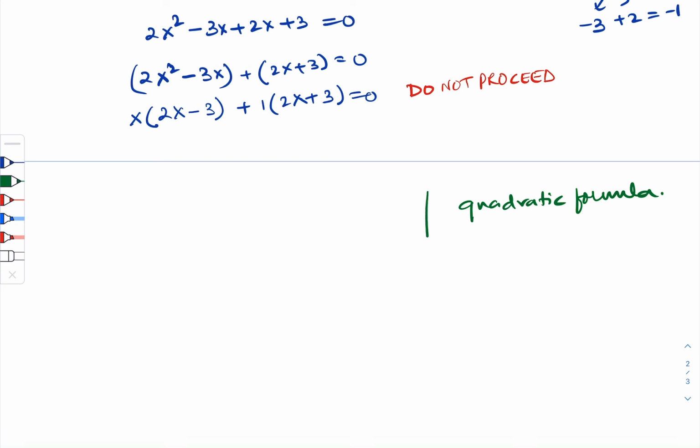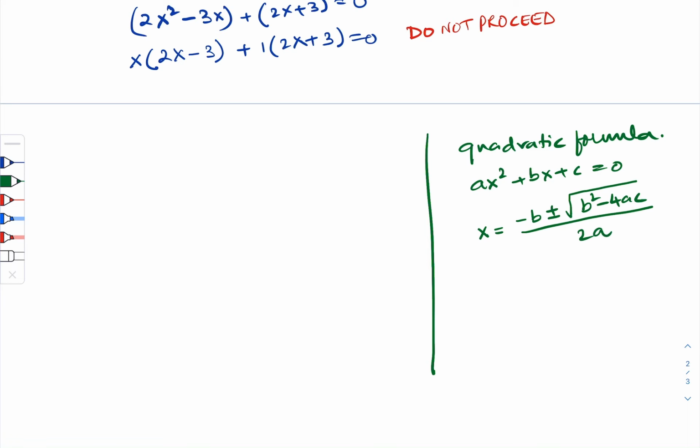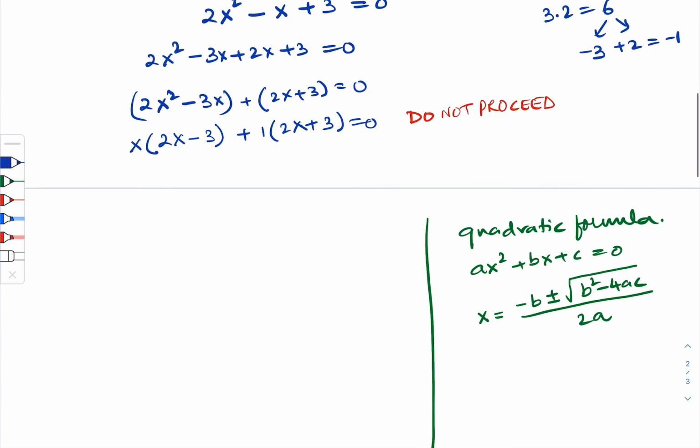Okay, so what's the quadratic formula? So the quadratic formula basically says if you have an equation of this form with the trinomial ax squared plus bx plus c is equal to 0, then x is equal to minus b plus minus square root of b squared minus 4ac, the whole thing divided by 2 times a. So all you have to do to apply the quadratic formula is figure out what's the a, the b, and the c, okay, in the expression given to you.